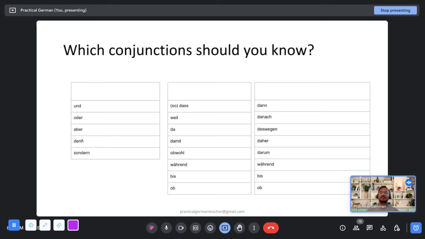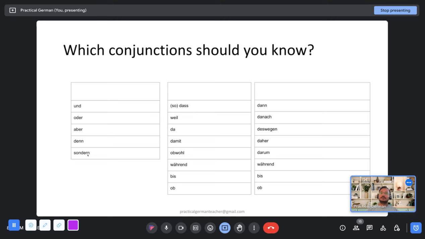So there is a difference between aber and sondern. When you use aber, you say A but B, and there can be many things in A and B. When you use sondern, you say not A, sondern B, that will be the only other option. So sondern is like rather or instead. Some people think of sondern as but, but it's not but, it's rather or instead.